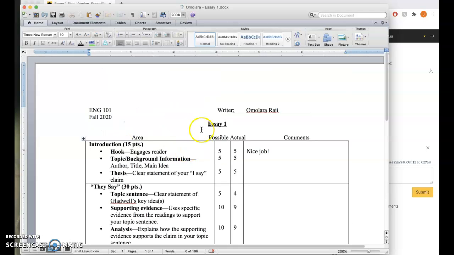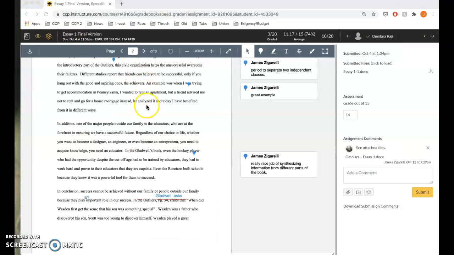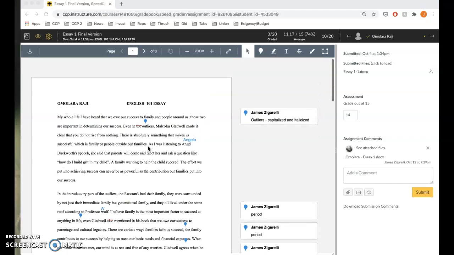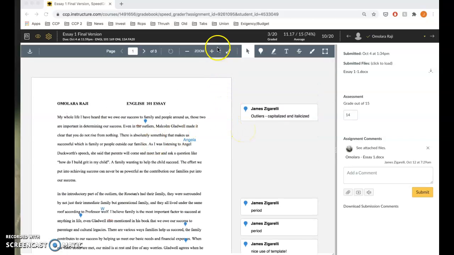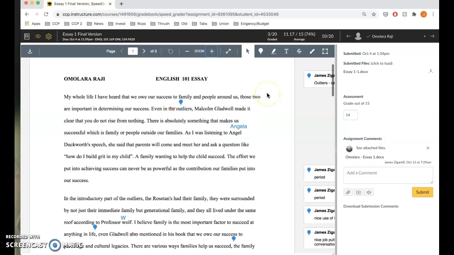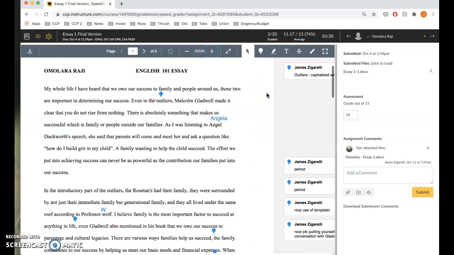So if you're going to revise, take a look at the grade sheet, and use my feedback there to help you figure out where to focus, in addition to the feedback on the actual paper, okay? And I just wanted to show you this paper because I think this writer did a really good job of addressing the assignment, right?